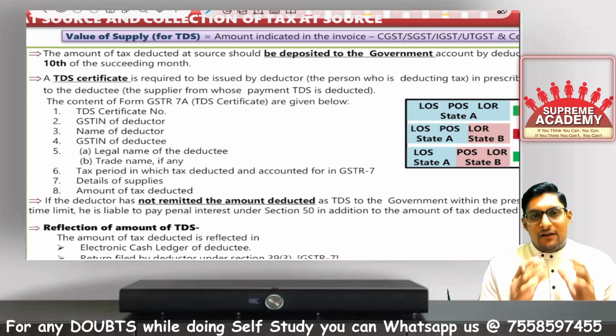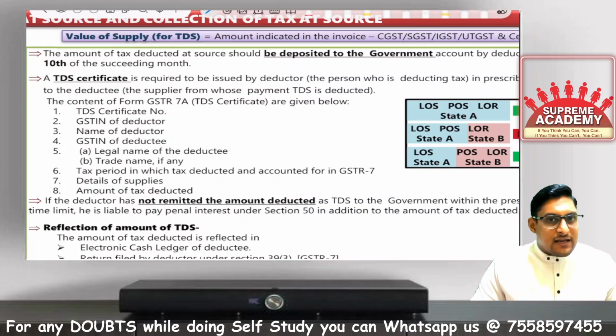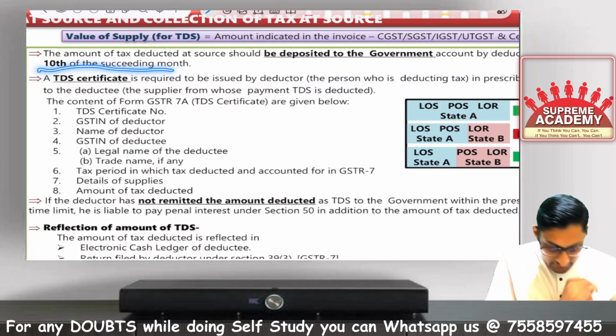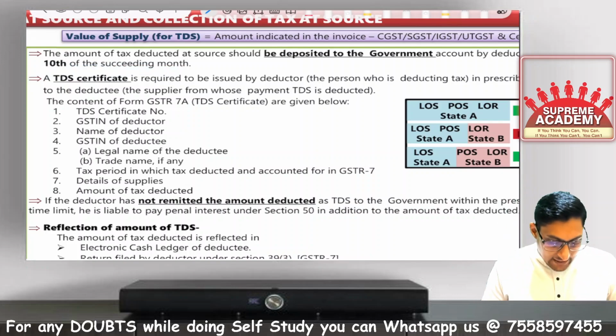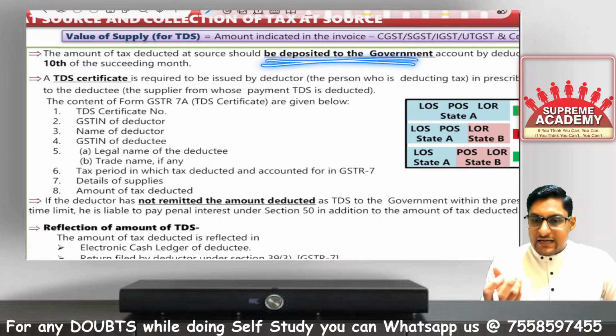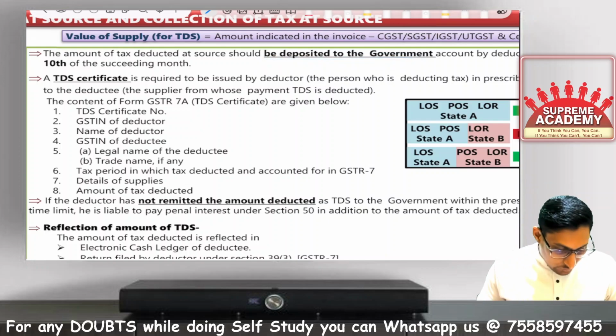It means if any tax deduction at source has been done, the deductor should deposit it in the government's account before the 10th day of the next month. Yes, of the succeeding month, before the 10th day of the next month. This is the time limit for deposit of that deducted amount to the government's account.